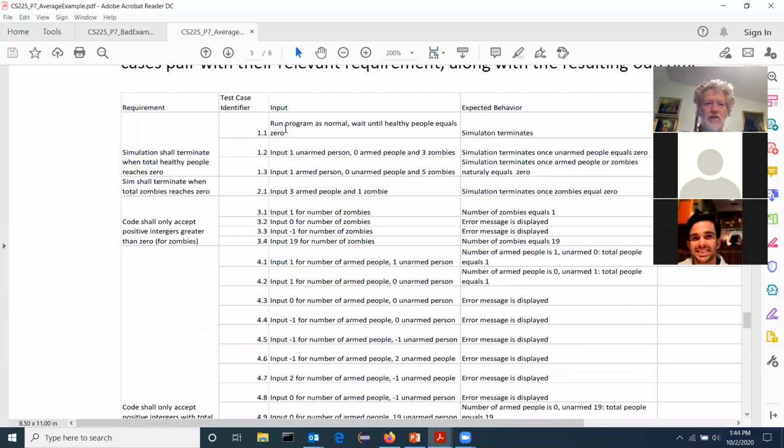So look at these. Here's a requirement. Simulation shall terminate when total healthy people reaches 0. Well, that's probably a good requirement. Maybe you could say terminate within 0.1 seconds, but that's probably pretty good. And then we say run program as normal, wait until healthy people equals 0, and then the expected behavior is the simulation terminates. Do you like that test case? Run the program and wait until the healthy people equals 0.